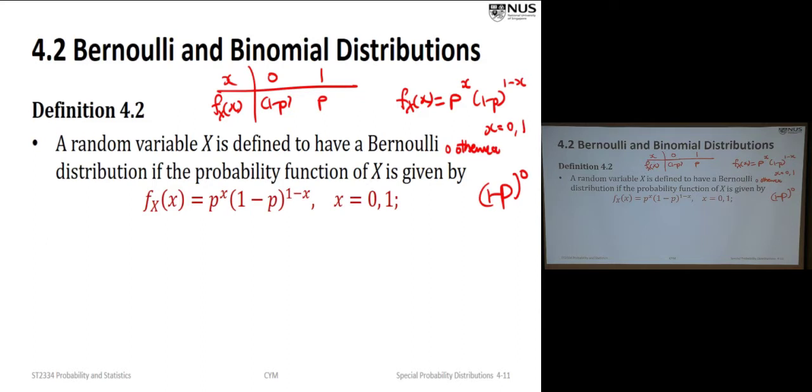So, this is important. I already told you in chapter 3. This formula is only valid when x equals 0 and 1. And other than that, the probability function is 0. All right? Okay?